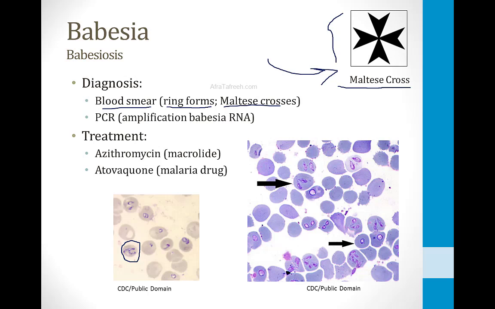You can also diagnose Babesia by PCR, where you can amplify the Babesia RNA. There are two treatments used for Babesia. The first is azithromycin, which is a macrolide antibiotic, and the second is atovaquone, which you may know is a malaria drug, and it's another way to remind yourself that Babesia and malaria share a lot of similarities, especially when it comes to infecting the red blood cells.